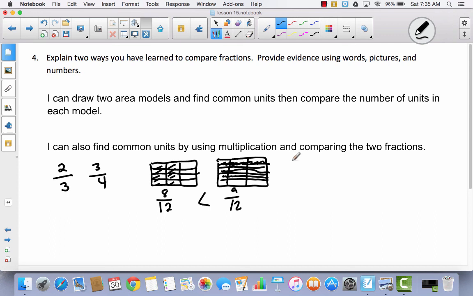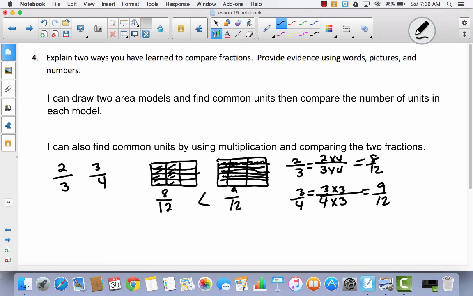I can also use multiplication to do the exact same process. So I'm going to take my thirds and I'm going to multiply them by 4. And I'm going to take my fourths and I'm going to multiply them by 3. And now I have 8/12 and 9/12. Okay, so this is 2 different ways. This way you draw a model and can just count the number of parts that's shaded, or here you can use multiplication. So these are the same 2 ways that we learned today.